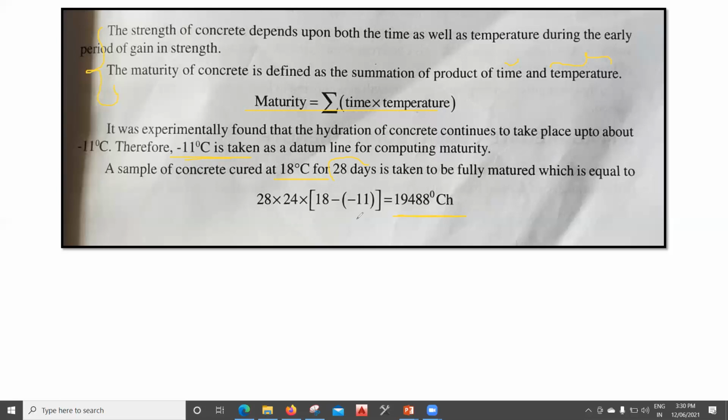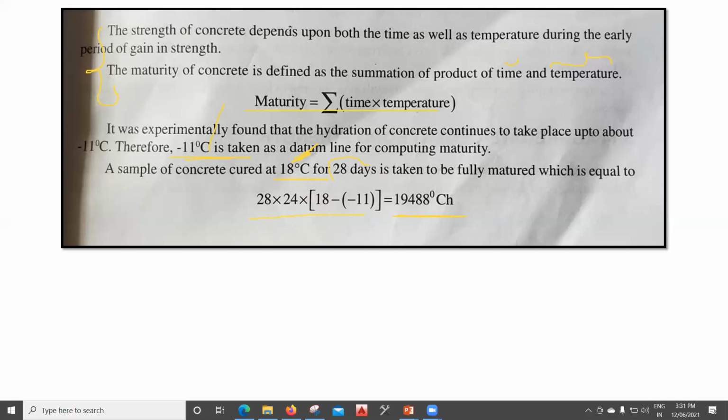Okay, so we'll see how this has to be done. 28 is the number of days given here, right? So we have taken 28 into 24. Why this 24? Because the answer has to be in hours. So each day we have 24 hours. So 24 into 28 into the temperature, where this is the standard temperature at which we have done the curing of this concrete. So 18 degrees Celsius minus, and this is minus 11. Minus 11 is the standard reference temperature that we need to take. And if you do this calculation, you will get this particular answer.